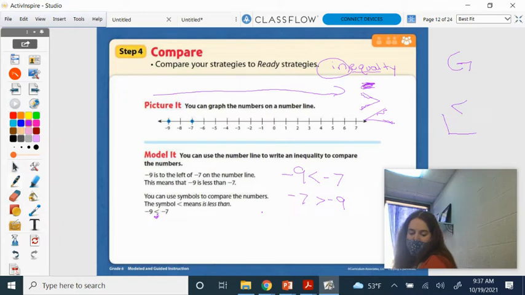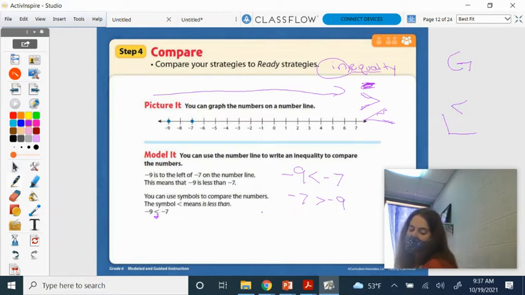So number 5, the model shows that you can write 2 inequalities to compare negative 9 and negative 7. What are 2 different inequalities that we can write to compare negative 6 to 5? And then how did you know how to write them? It's just regular 5, it's not negative 5. I corrected myself. Negative 6 to 5. What 2 inequalities?